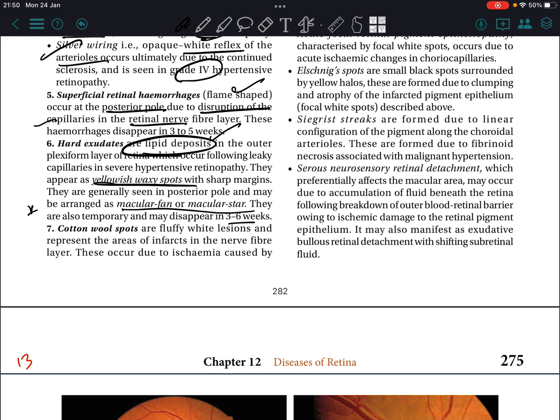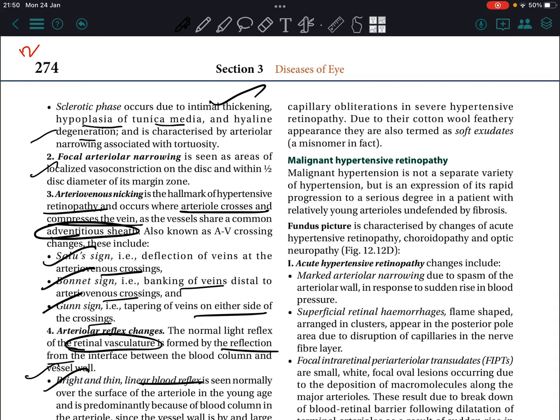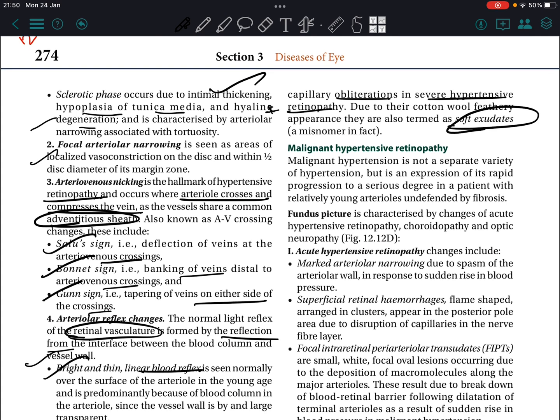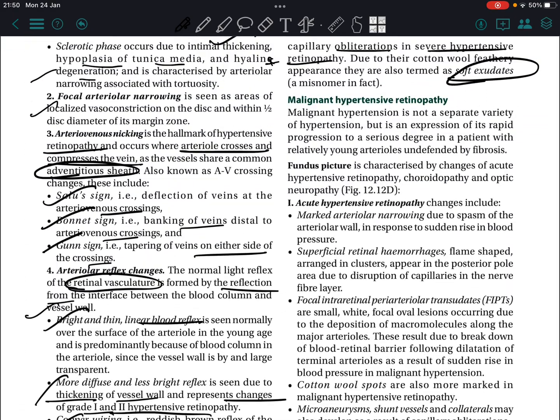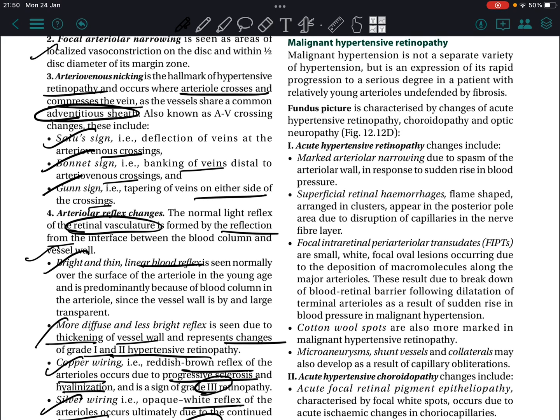Cotton wool spots are fluffy white lesions and represent the areas of infarct in the nerve fiber layer. These occur due to ischemia caused by capillary obliteration in severe hypertensive retinopathy. Due to their cotton wool feathery appearance, they are known as soft exudates, which is a misnomer.